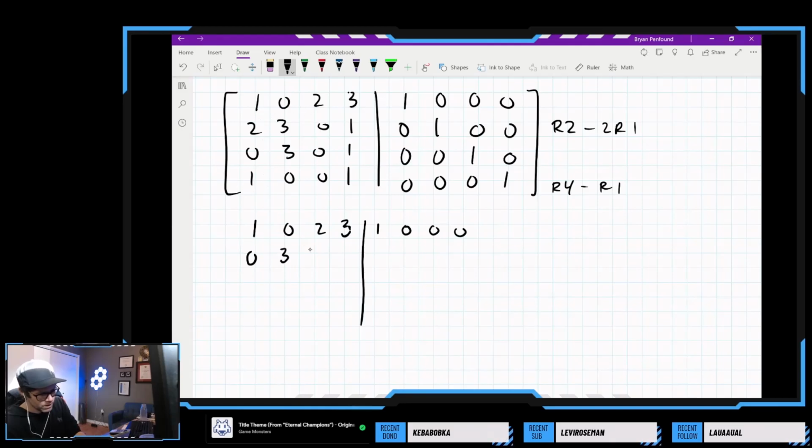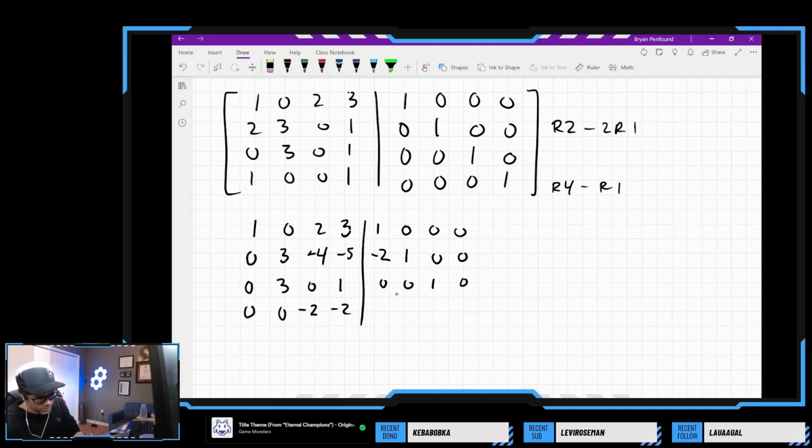3 take away 0, 0 take away 4, 0 take away 4, and 1 subtract 6. 1 take away 6, negative 5. 0 take away 2, and then we should have a row 2 that looks like this. There is no change to row 3. 0, 0, 1, 0. And we need to subtract 1 copy of row 1 from row 4. So 0, 0, negative 2, 1 take away 3 should be negative 2, and then 0, oh sorry, should be negative 1, 0, 0, and 1.